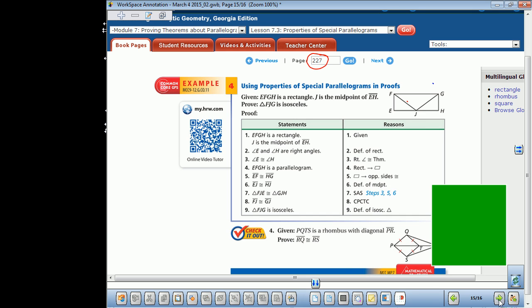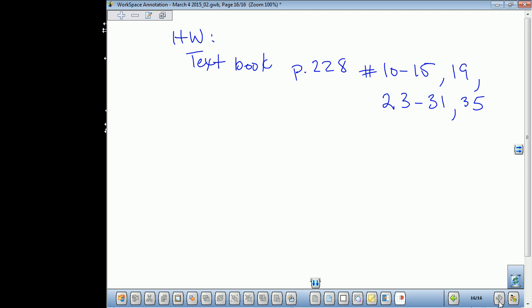What is the definition of isosceles? Two congruent sides. All rectangles are parallelograms, but not all parallelograms are rectangles. Yep. All right, so your homework's out of your textbook. It's 10 through 15, and 19, and 23 through 31, and finally 35. Okay, you have 4 minutes if you want to get started.